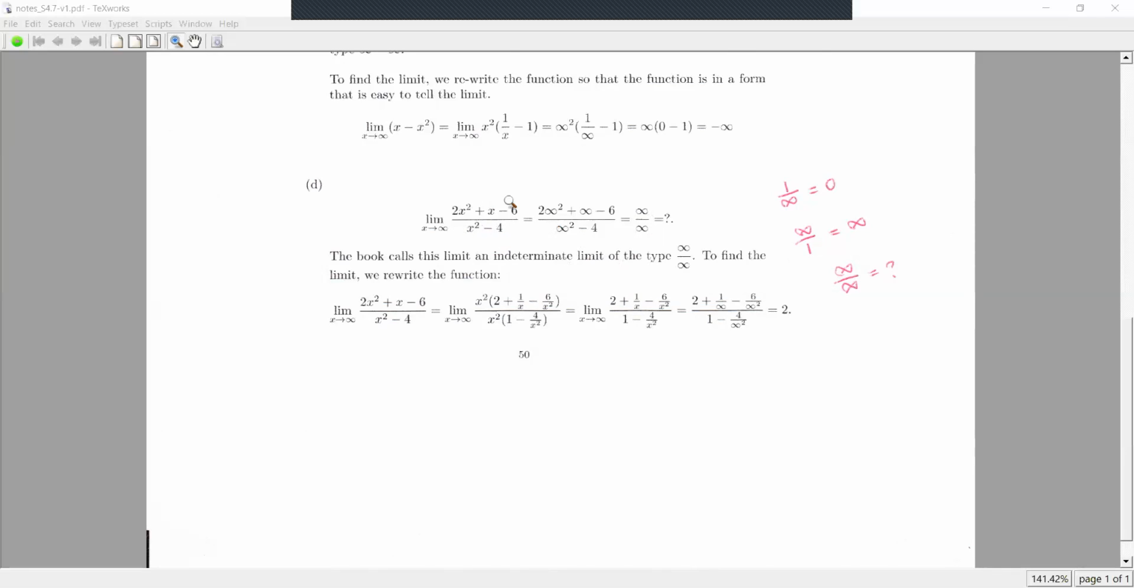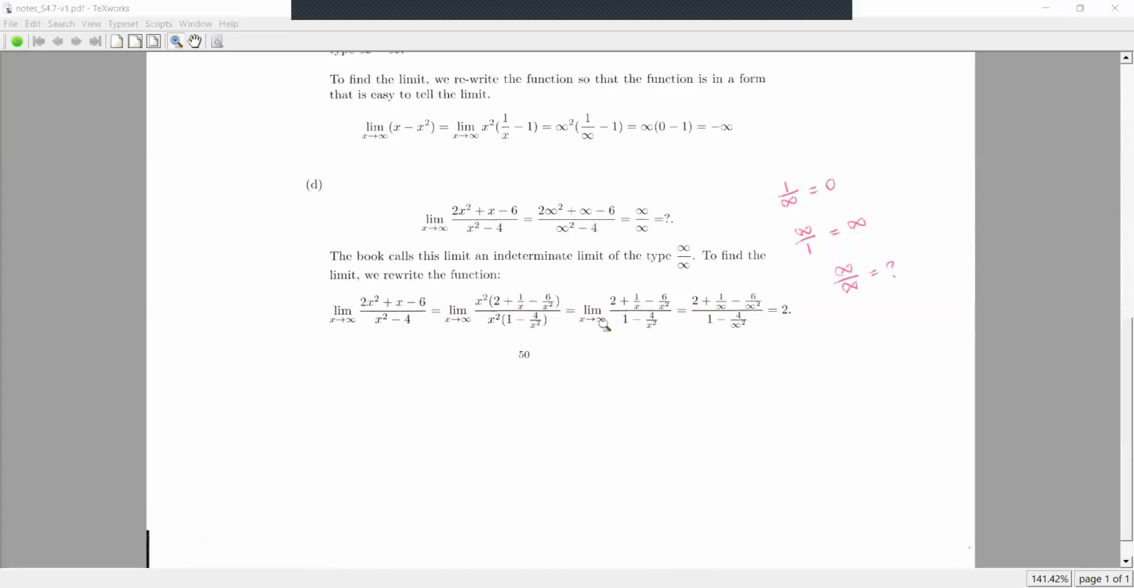Then how to find this limit? A table works, but I prefer to rewrite the function. Take out the highest power x squared. Okay, take x squared out, then we get this. Cancel x squared, then we get this.